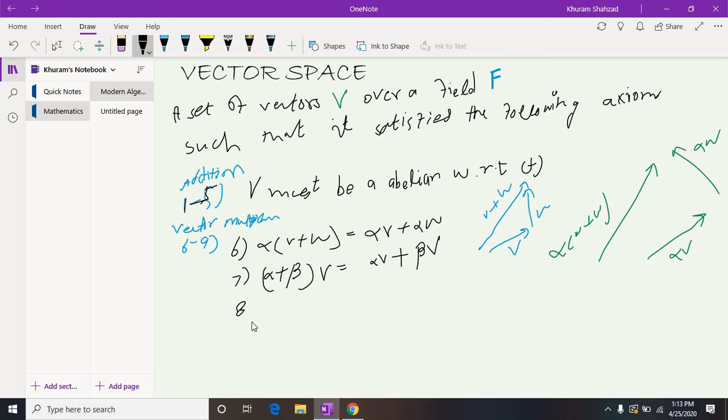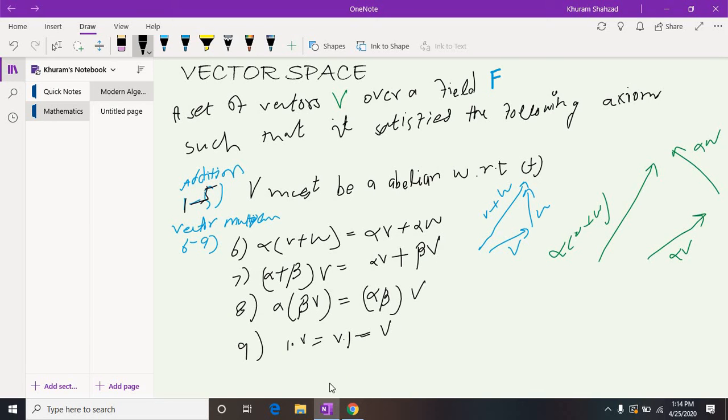Now let's move toward the 8th rule. It says that if you multiply a scalar with the product of a scalar and a vector, then you can multiply a scalar with the product, or you can multiply both scalars and then multiply it with the vector. And finally, here comes the 9th rule, which says that if you have an identity, a unit, belonging to your field F, and you multiply it with the element of the vector space, either from the right side or from the left side, you will get your vector again. It will make no change in the magnitude, in the length of the vector.